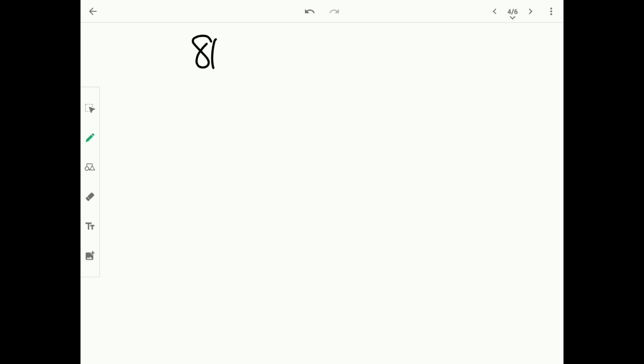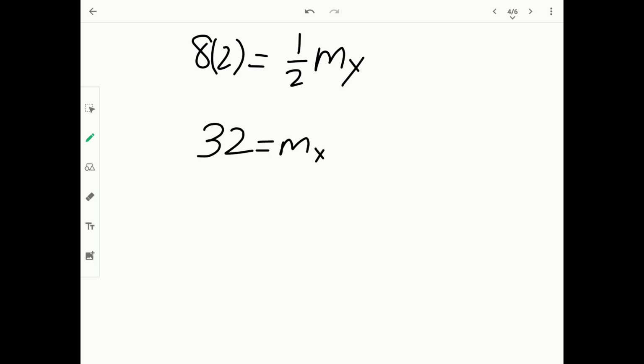We had 8 times 2 is equal to half the mass of the unknown gas. Let's call this X. Well, that's 16 into 2, which is 32. So 32 equals mx, right? Now, since we know that the molar mass is 32 grams per mole, so basically we have nx H2x equals 32.